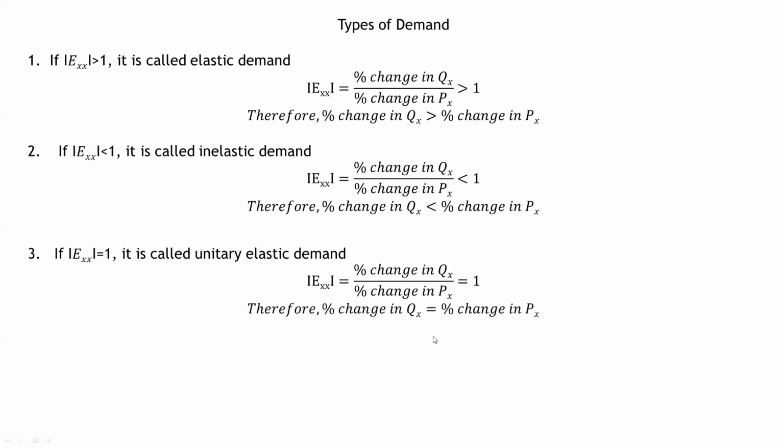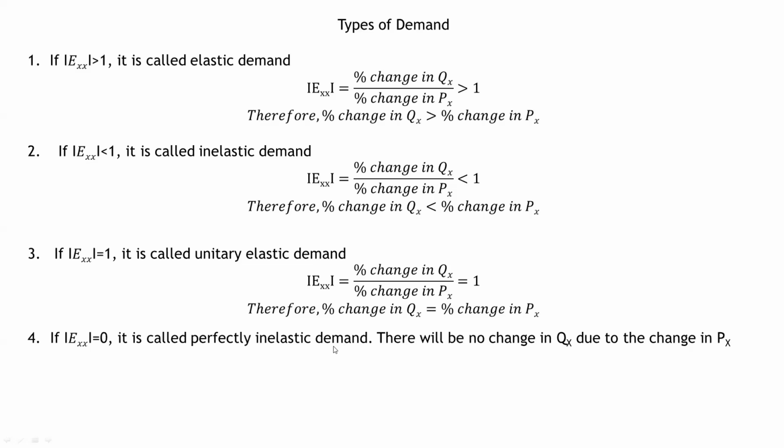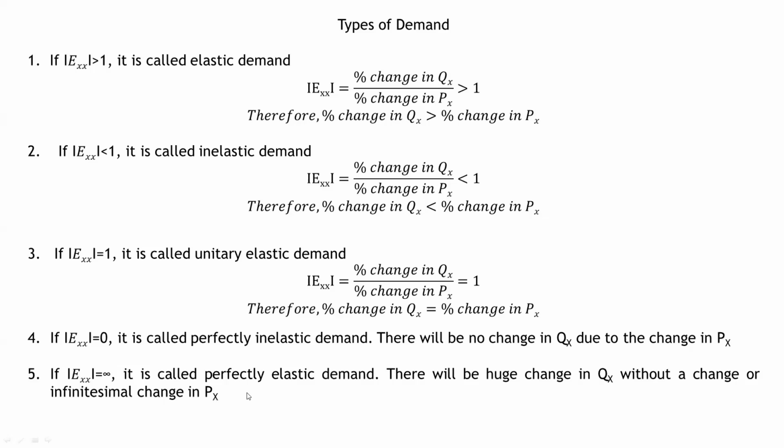Demand will be perfectly inelastic when the absolute value of elasticity of demand equals 0. In this case, there will be no change in quantity demanded for X due to the change in price of X, meaning that quantity demanded for X is not responsive to the change in price of X. Finally, demand is said to be perfectly elastic when the absolute value of own price elasticity of demand EXX equals infinity. It means there will be huge change in quantity demanded for X without a change or infinitesimal change in price of X. This is how we can interpret different types of demand based on own price elasticity.